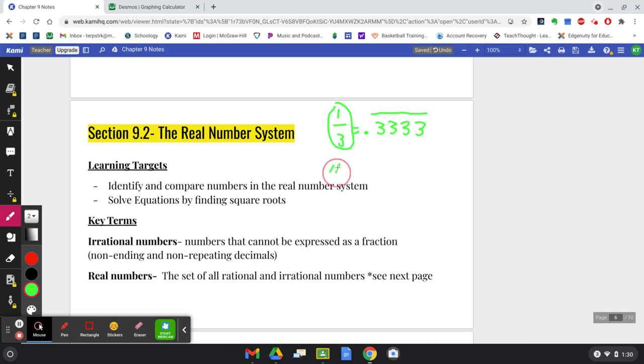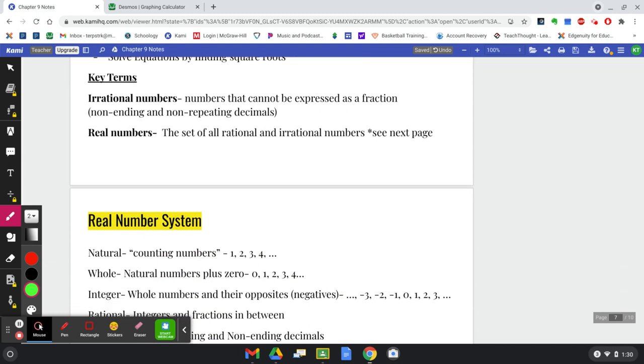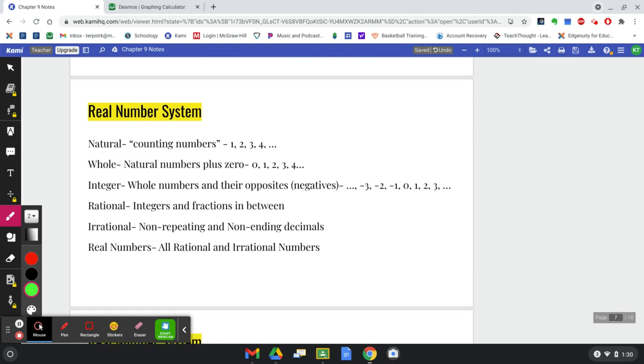So if you remember, if you typed in pi, it's 3.14159 dot dot dot, no pattern, keeps going on. That is irrational. There's no way to write it as a fraction. And then the real numbers are the set of all rational and irrational numbers, and we'll look at that building block and what it looks like here.